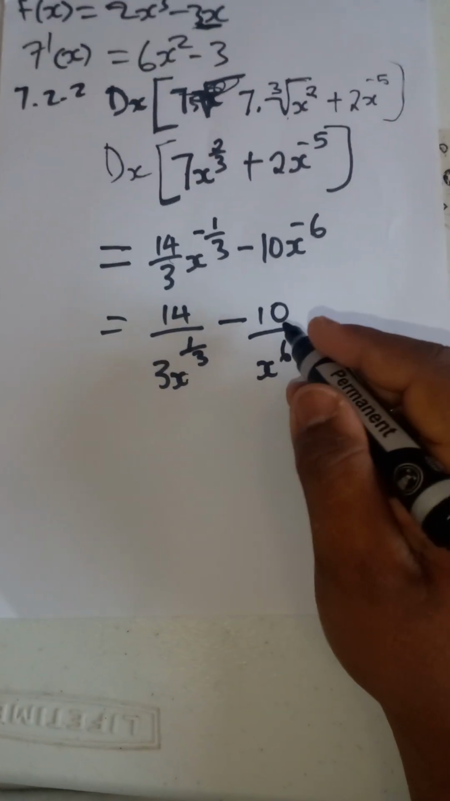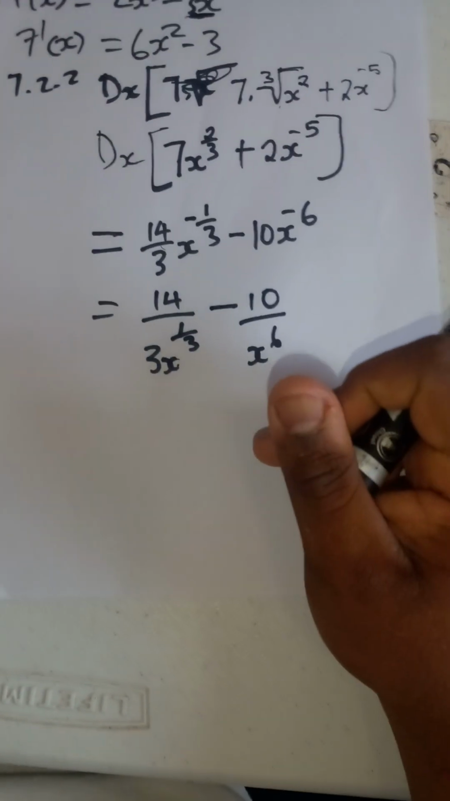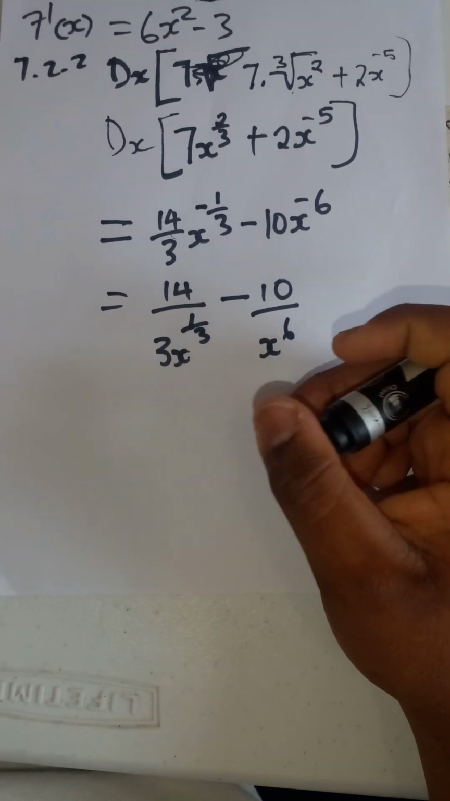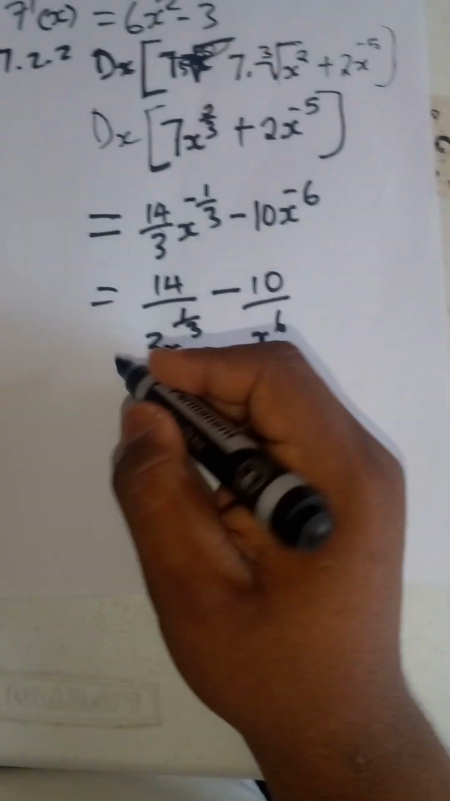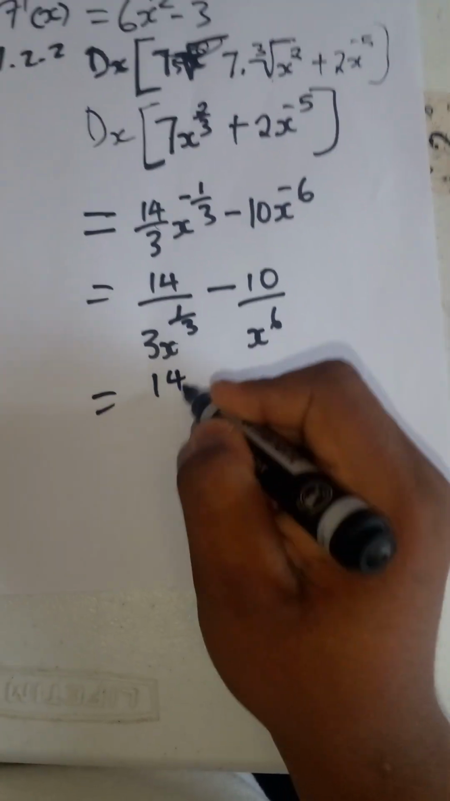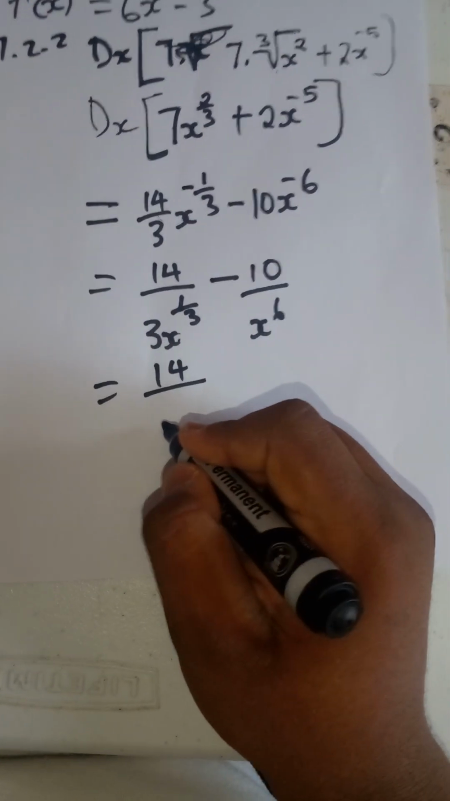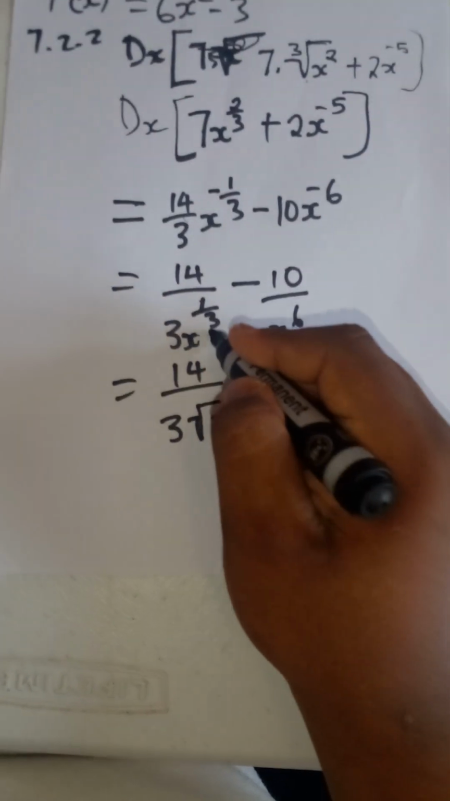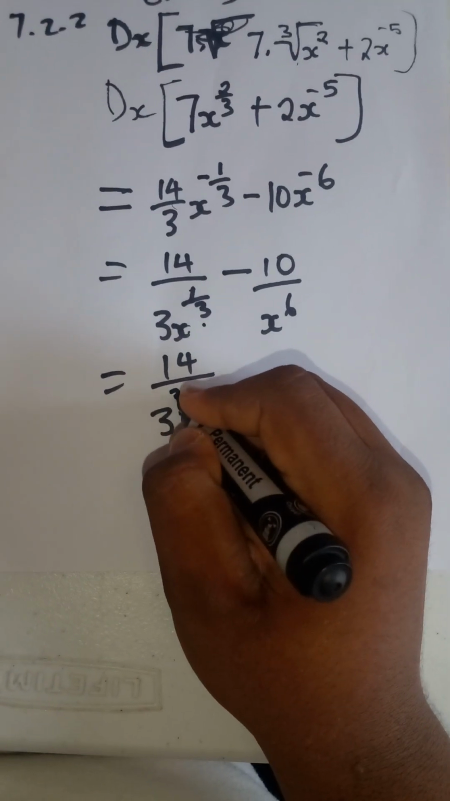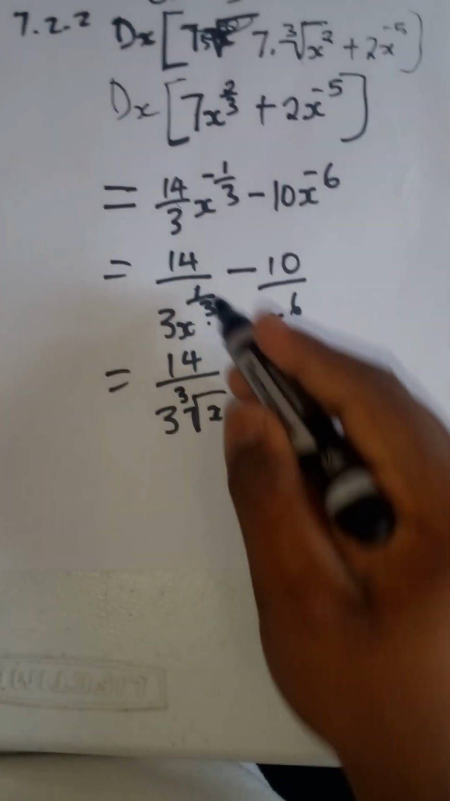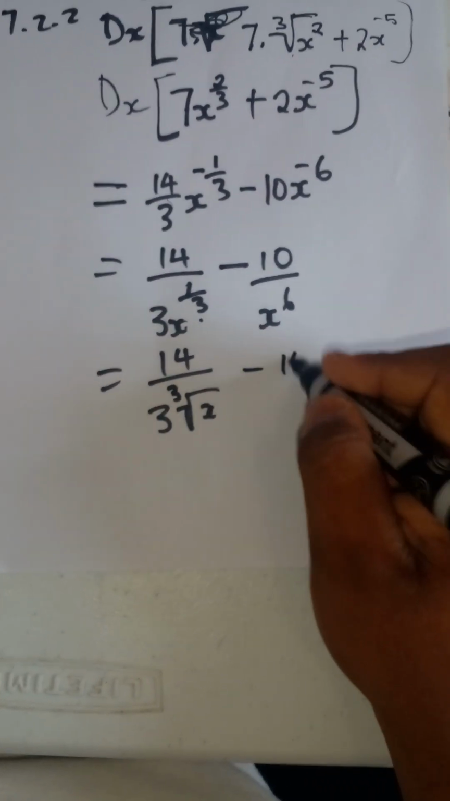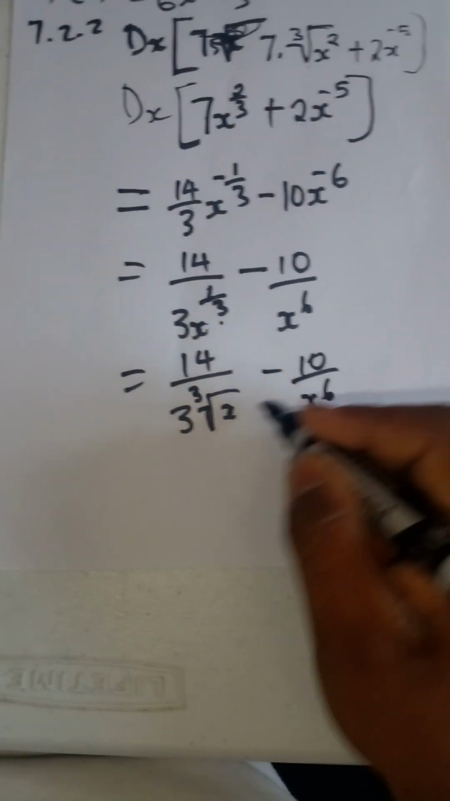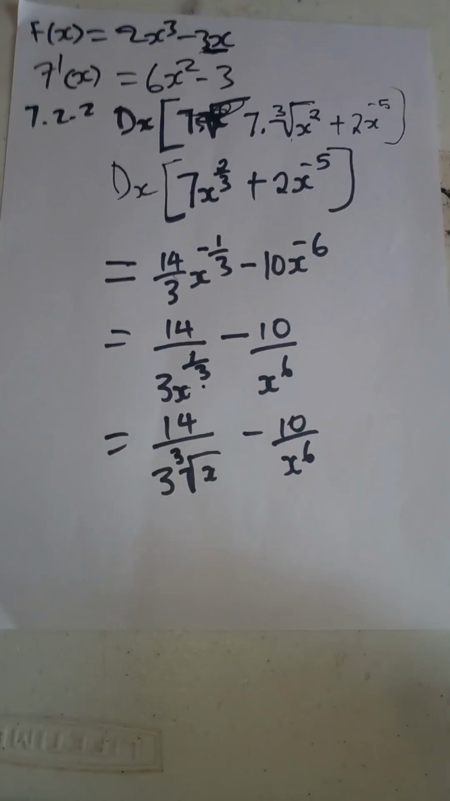You see how it is, guys? That's how you can simply present them. Or again, this one can be written as 14 over 3, and then it is the cube root of x. This one is inside over outside, so it means this 3 will be there, inside there will be 1, and then this one remains as 10 over x to the power of 6. You see, it is the same thing, the same application again. So it is nothing much there.